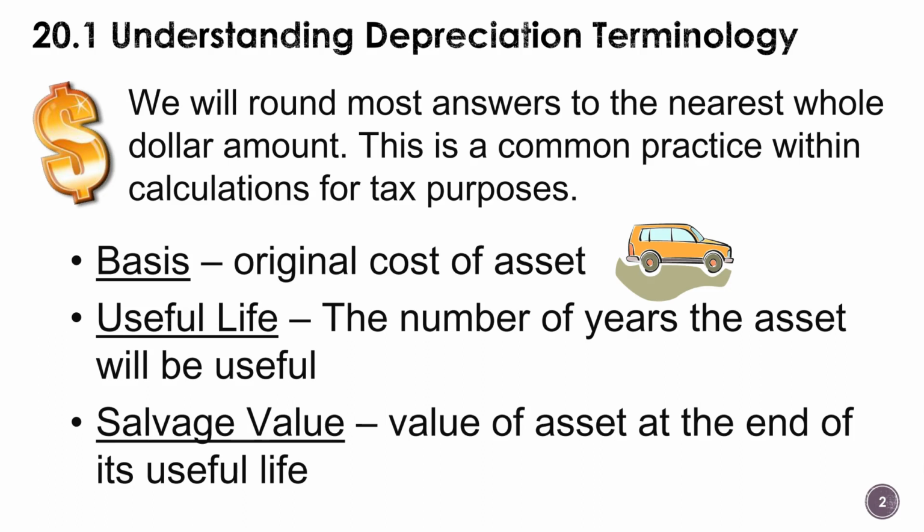Okay, so here's some information. The basis is the original cost of the asset, whatever it might be. It could be a car, a truck, a copier, or just any kind of thing might be your asset. The useful life is the number of years the asset will be useful, and that's given in the question. It will tell you 4 years of useful life or 5 years of useful life. The salvage value is what the value of the asset will be at the end of its useful life. So after we've used it for 4 years, it has a worth of this, and that will also be given in the question.